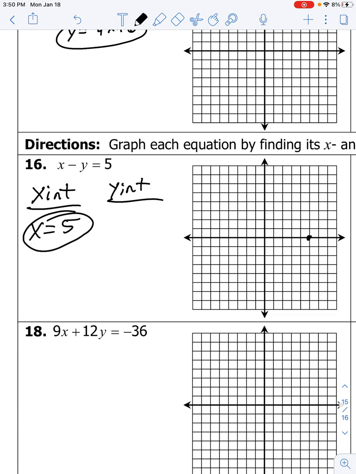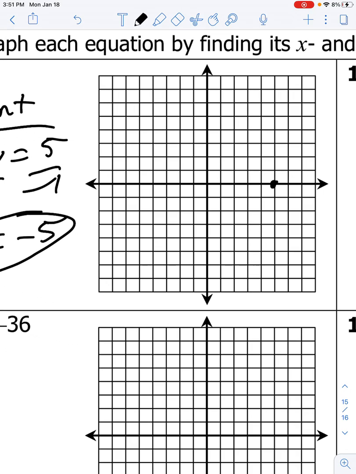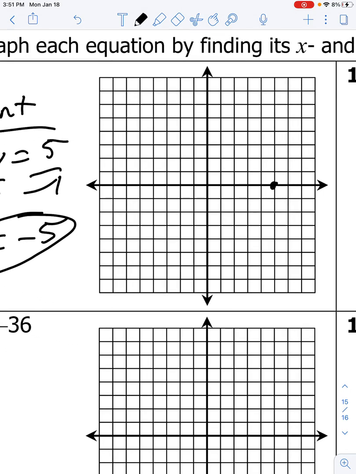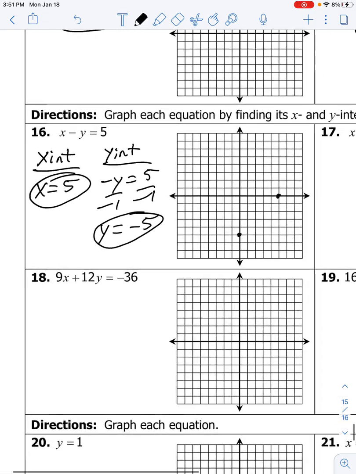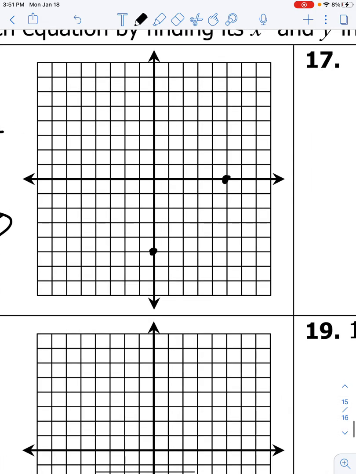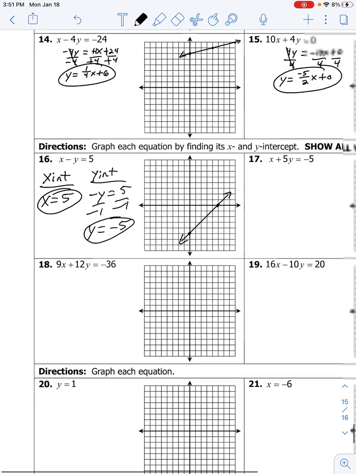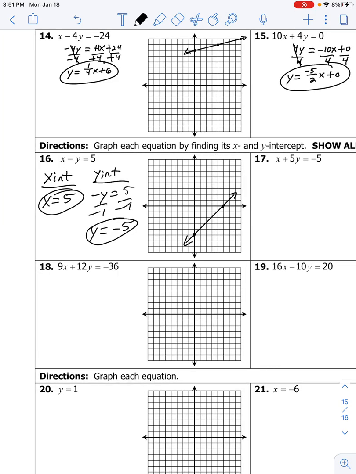And then to find the y-intercept, we're going to take the x out, which gives us this, we're going to divide by -1, so y equals -5. So we're going to plot -5 on the y-axis. All right, so 5 and -5. And then, since we've already plotted our intercepts, that's all that they want. And we draw our line. Like so.